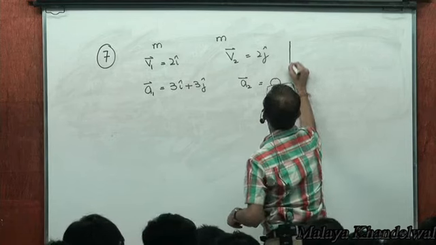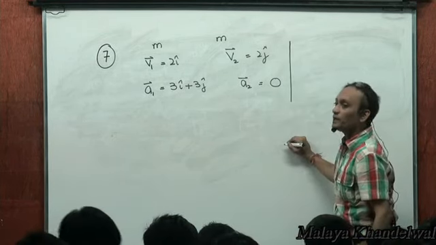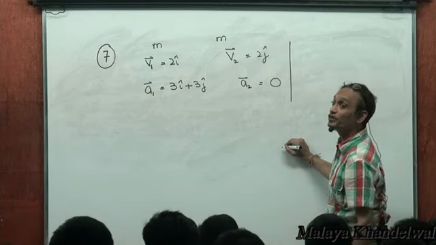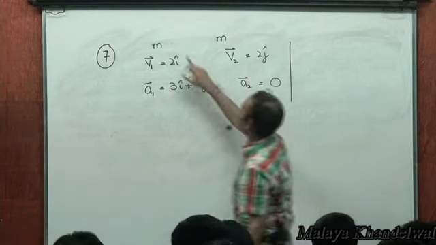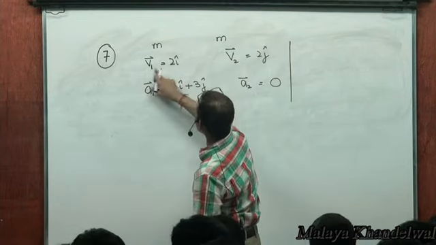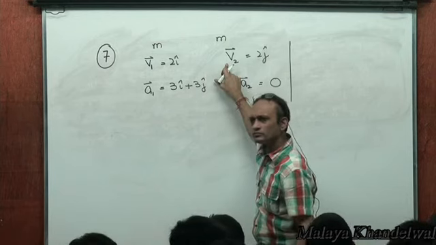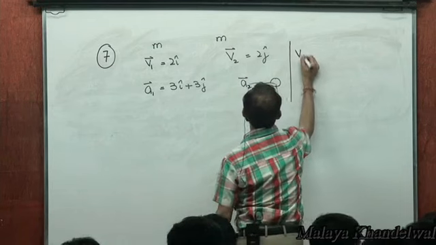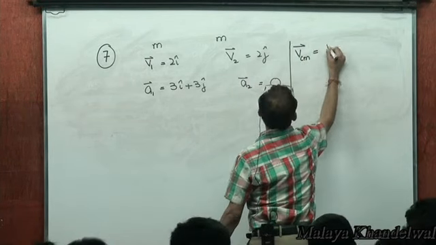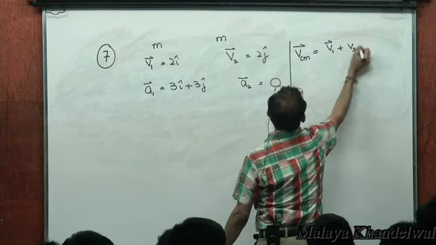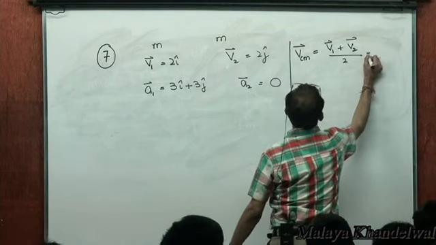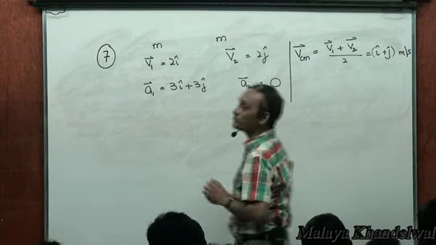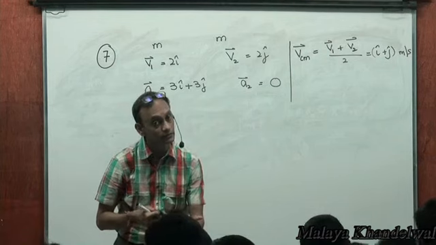First of all, let me find out the velocity of the center of mass at this instant. It is (m1 v1 plus m2 v2) by (m1 plus m2). But m1 and m2 are equal, so the velocity of the center of mass would be (v1 plus v2) by 2. That makes it i cap plus j cap meters per second, the velocity of the center of mass of this unit at this instant, right?